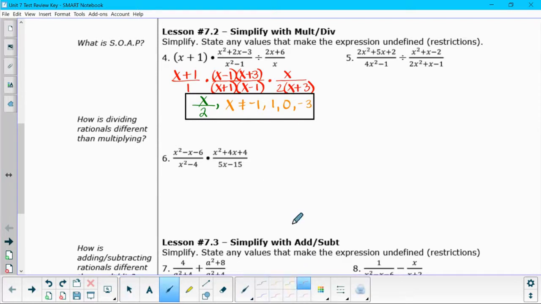Now from here, it's just some cancellation. I'm going to go ahead and do that for you. I have x plus 1s cancel out. I have x minus 1s cancel out. And I have x plus 3s cancel out, leaving me with x over 2 as my final answer.